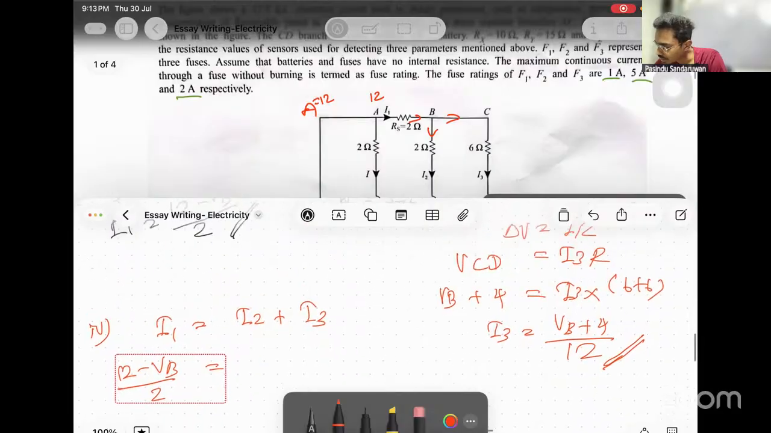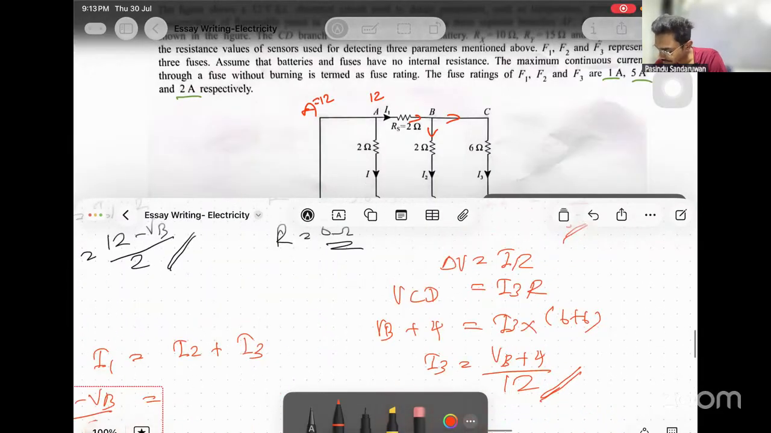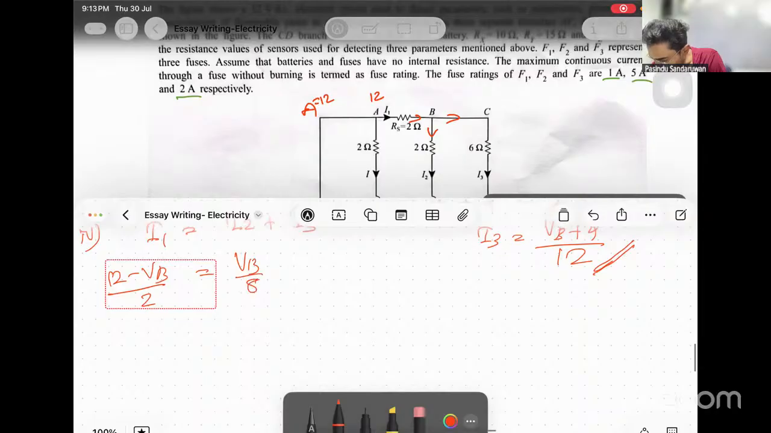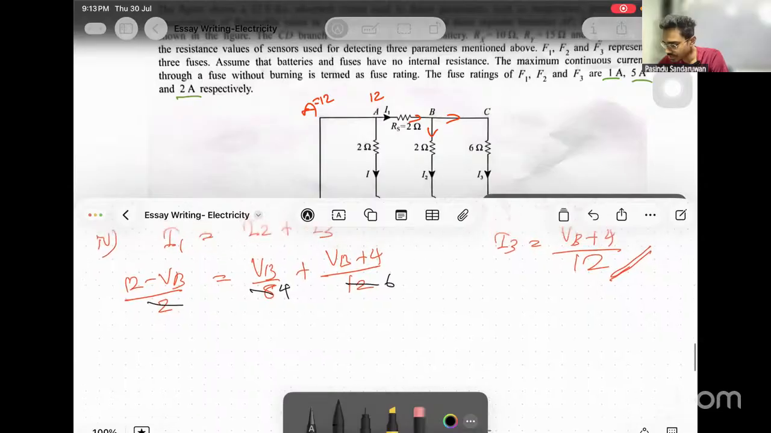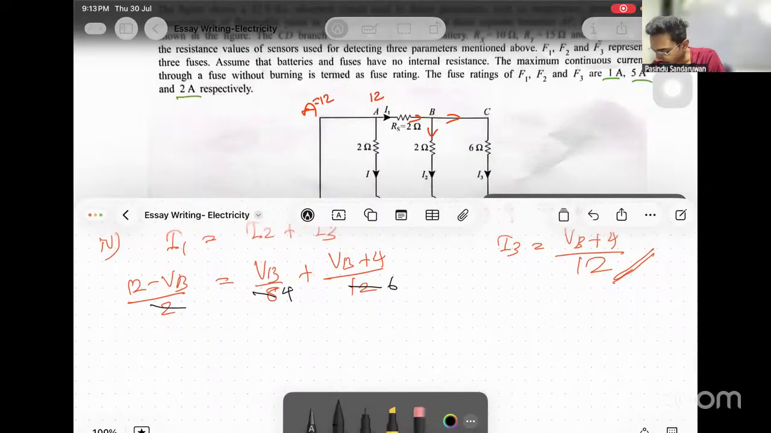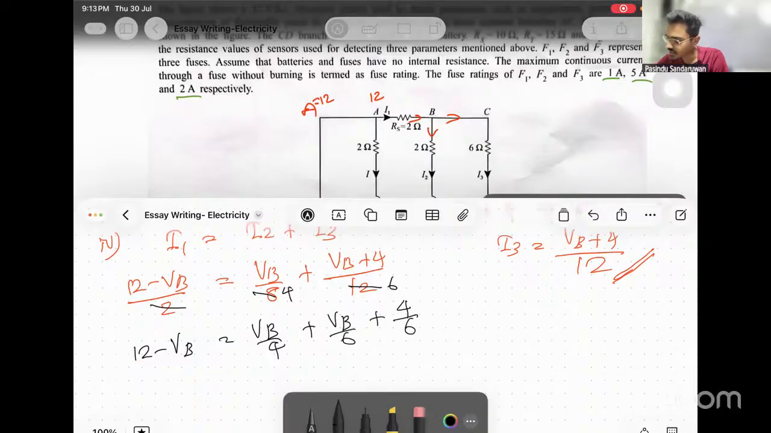I2 was VB over 8, plus I3, VB plus 4 over 12. Right. Now we have to simplify. By 2, this is going to cancel. Then 2 times 4 and 6. Then 12 minus VB equals VB over 4 plus VB over 6 plus 4 over 6.